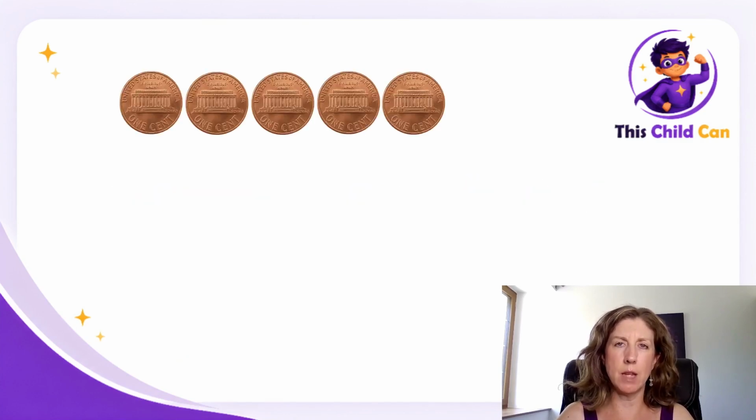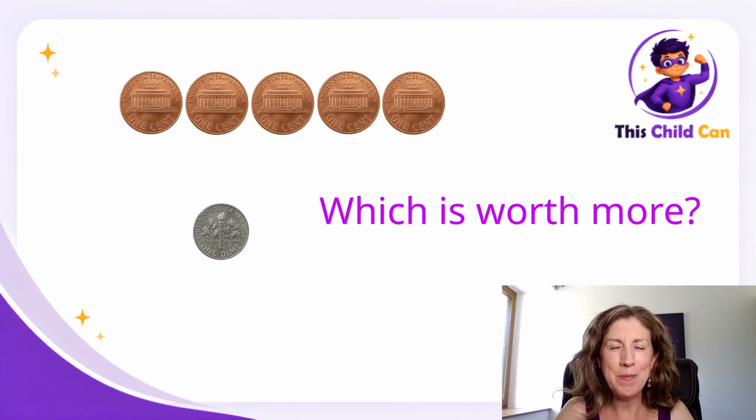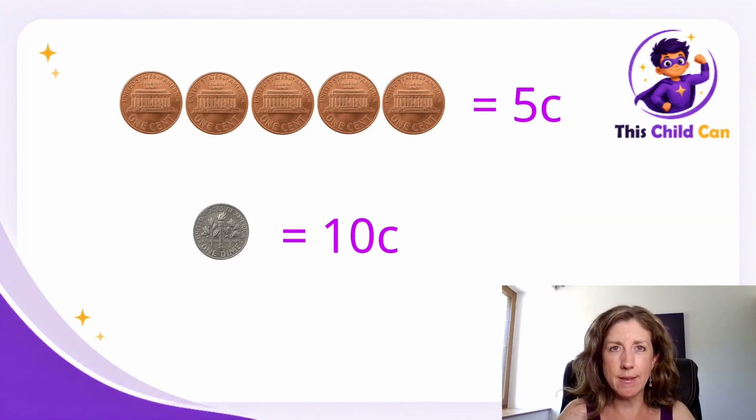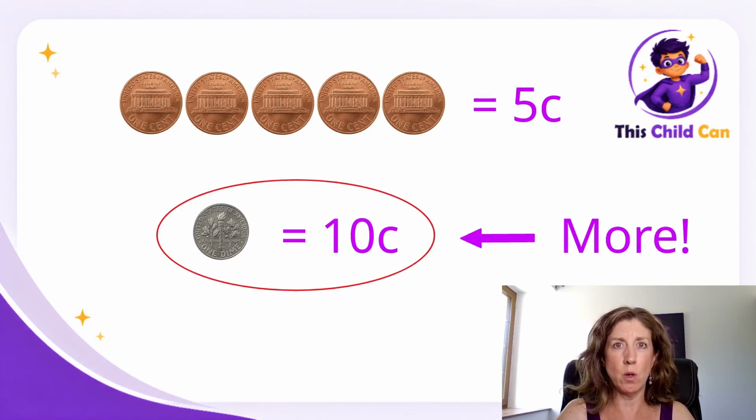Here we have 5 cents and 1 dime. Which is worth more? Well, 5 cents are worth 5 cents. 1 dime is worth 10 cents. So the key idea here is to show that we count what each coin is worth, not how many coins there are.